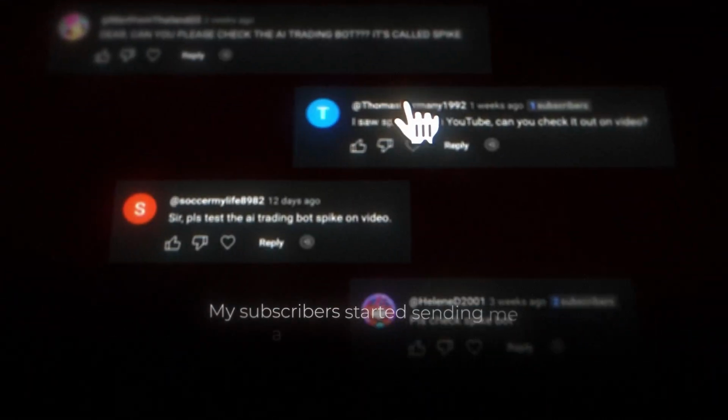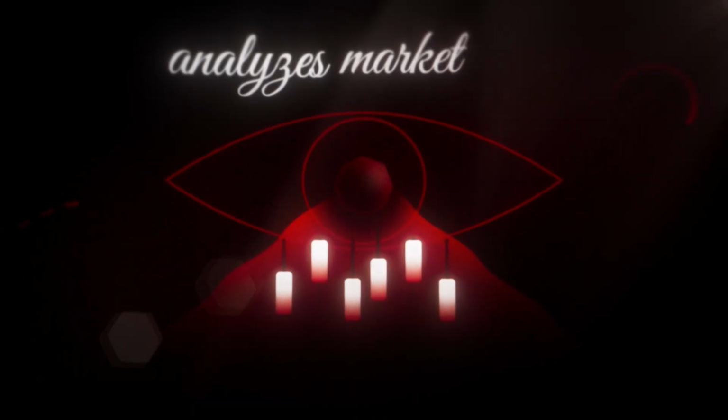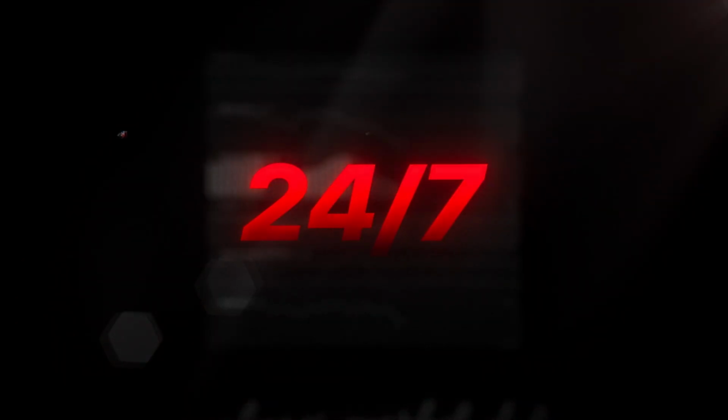My subscribers started sending me a free AI trading bot, asking me to see what kind of tool it was. I had heard about it before. According to the description, it analyzes market data using technical indicators and works 24/7. Today, I will show you what it looks like from the inside, what functions it has, and how it all works.